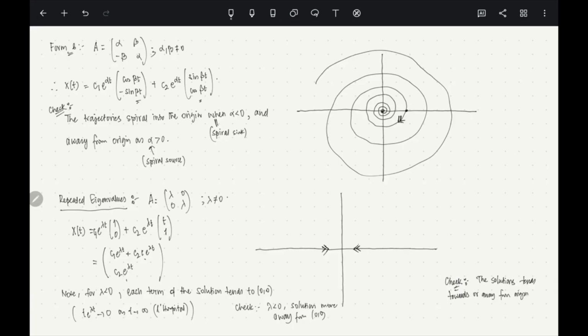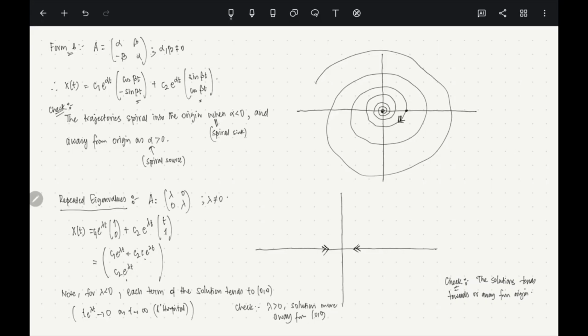Why do they tend towards and away from the origin? See, C1 and C2 are both non-zero, let's say, but lambda can be positive or negative, right? If lambda is negative, of course they tend towards 0, 0. If lambda is positive, they move away, right? So that is always there.